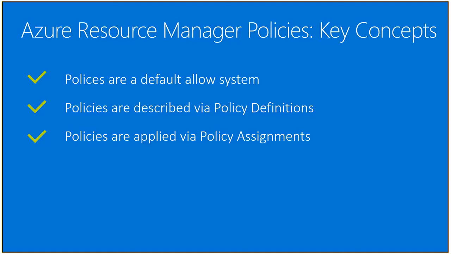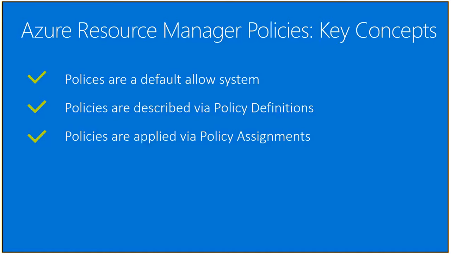One thing to note is that policy is a default allow system. Once the user has permission granted by RBAC, without policy he can do anything he has permission for. But if you have a policy, then his permission is restricted. So that's what we mean by a default allow system.